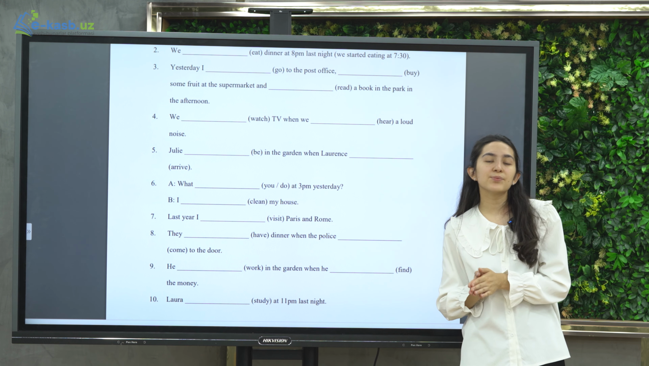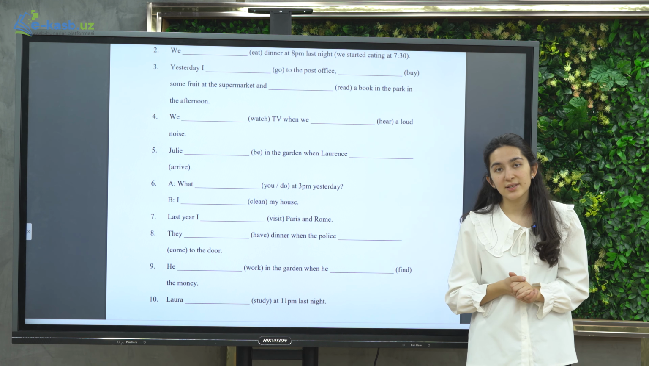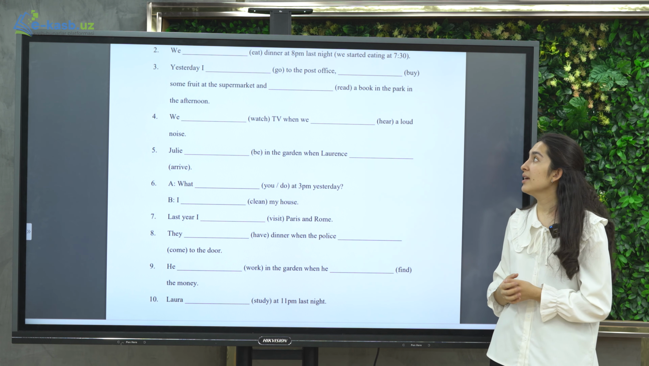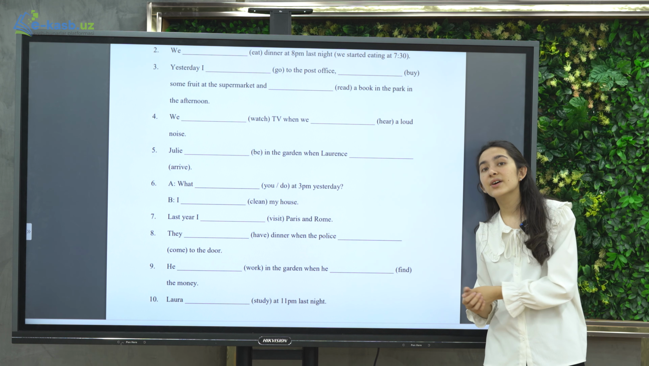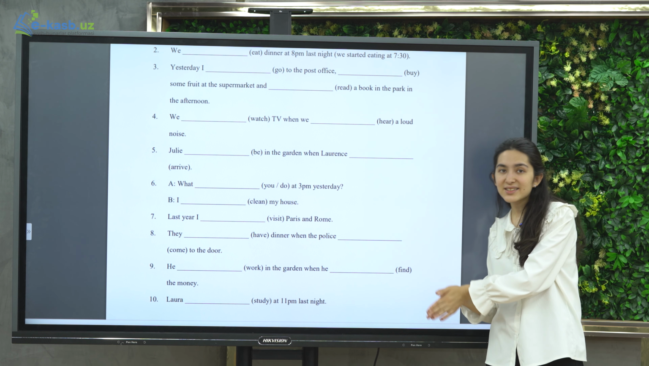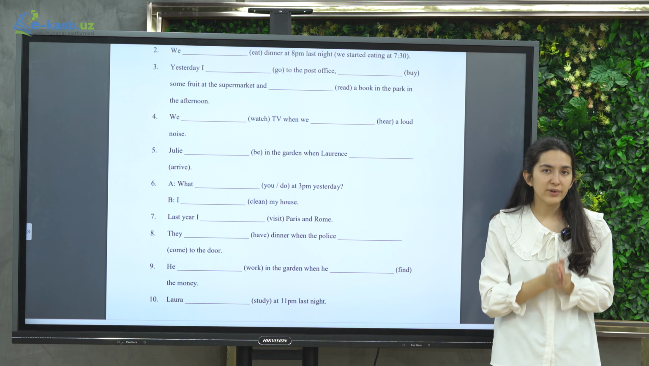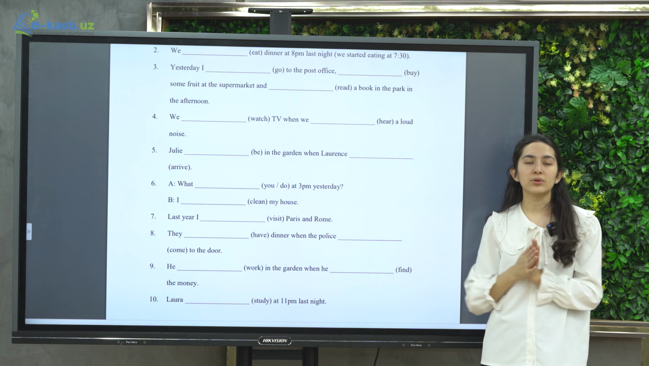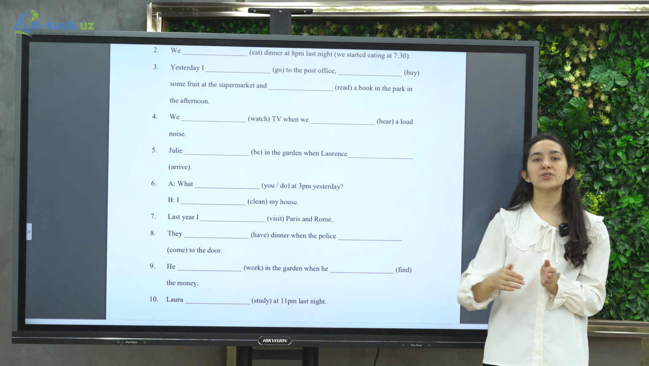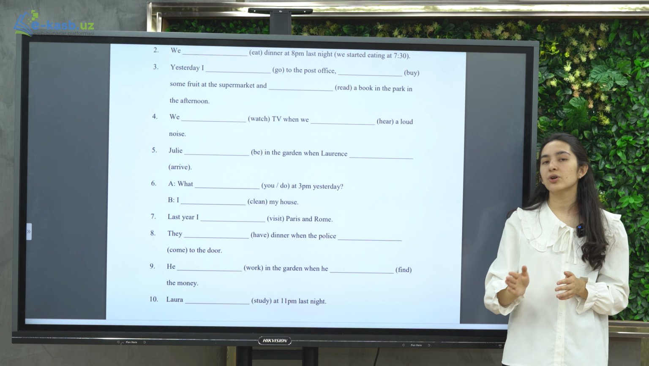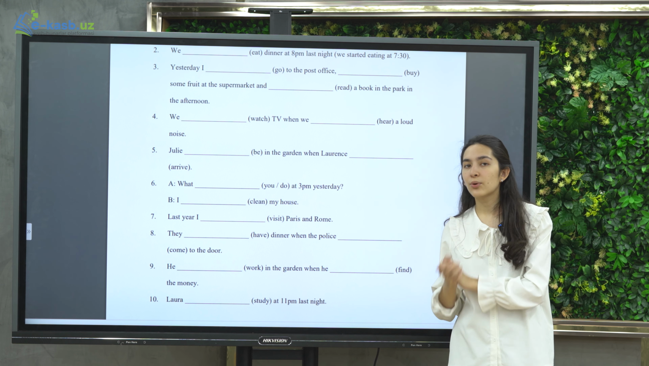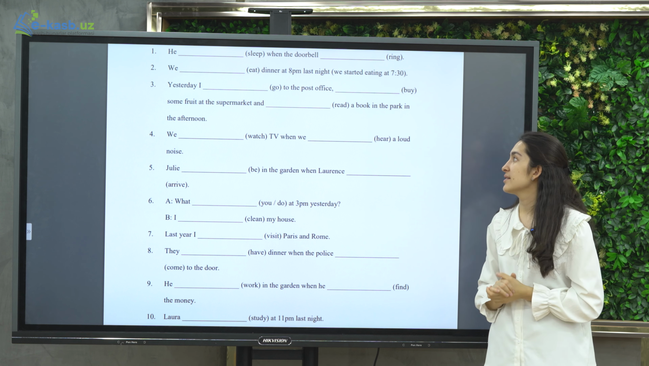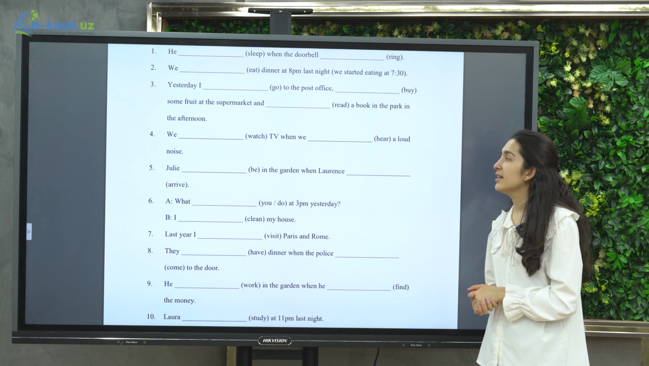Lekin siz bu yerda ikkalasida ham past continuousni ishlasangiz ham bo'ladi. Nimaga? Siz aytsangiz bo'ladi. He was sleeping when the doorbell was ringing. U degani ikkalasi ham bir vaqtda bajarilayotgan edi. 7:05 da u uxlayotgan edi va 7:05 da xuddi shu sekundda, xuddi shu minutda qo'ng'iroq jarangladi. So both of them are correct. Second sentence. We eat dinner at 8 p.m.